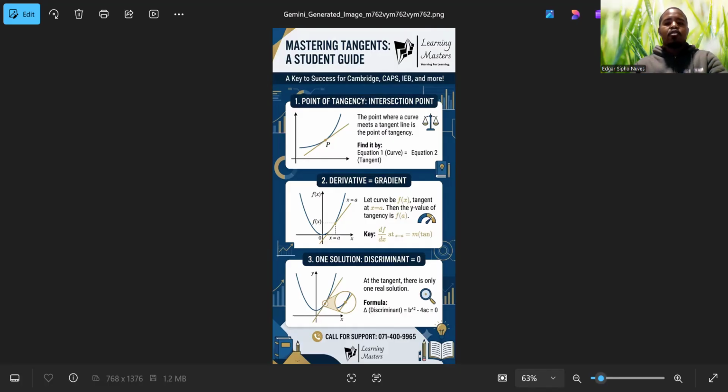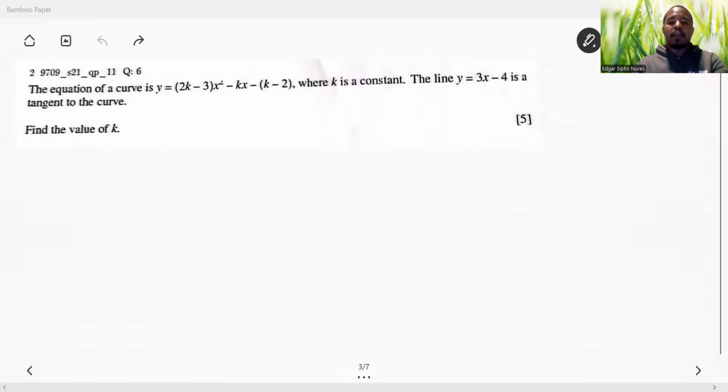I'm going to stop sharing this, and I'm going to reshare the question that we will do here quickly with the exam questions. So let me just share it. Okay, so here's an example question that is an application of tangents. That's going to apply everything we've just spoken about.